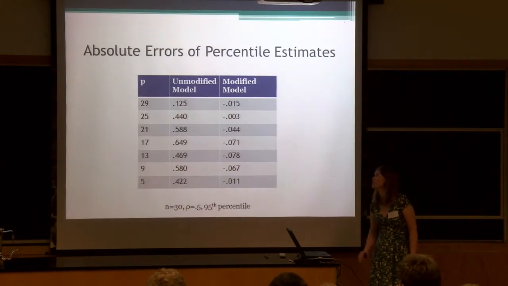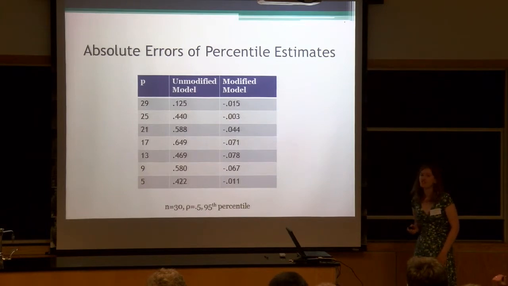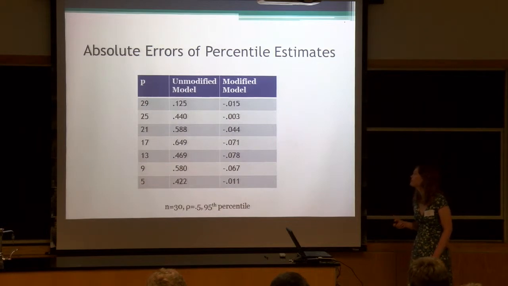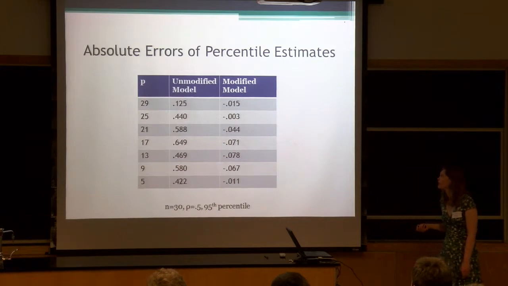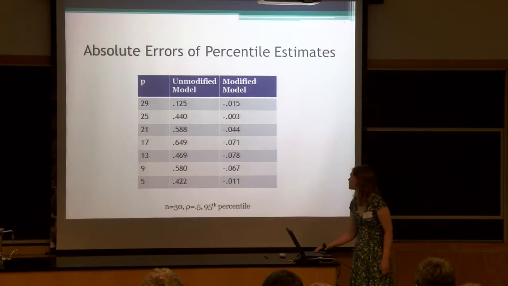So we have our model, but we wanted to test how well it was actually working. One way we went about this was using absolute errors of percentile estimates. In the center, we have the unmodified model. That's just using the standard normal without our added shift. And you can see that there are actually some pretty high errors in here. We've got, say, 0.649 error, 0.580 error. Of course, with any error, we want to be at 0. And we get much, much closer when we add our shift. For example, we go from 0.58 to -0.067, or 0.440 to -0.003. That's not really across the board.